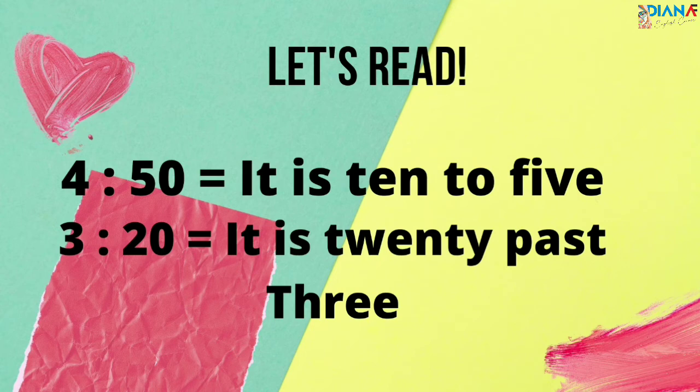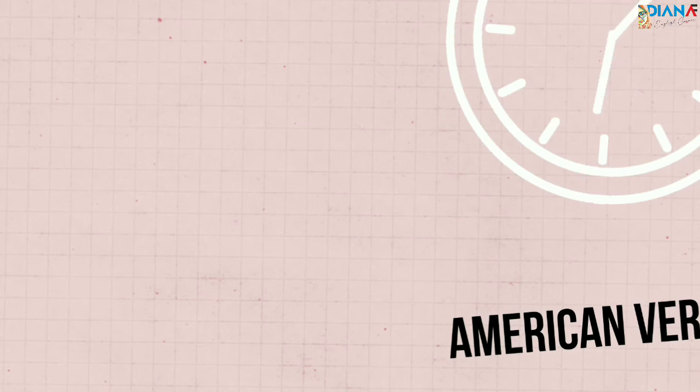Let's read the time. It is 10 to 5. Why did I say 10 to 5? So, if the minute is more than a half or 30 minutes, we have to say to. Jika lebih dari 30 menit, maka kita menggunakan to. But if the minute is less than a half or 30 minutes, we have to say past. Jika kurang dari 30 menit, maka kita menggunakan past. For example, it is 20 past 3. Don't forget, to tell the time in British style, the minute always comes first.